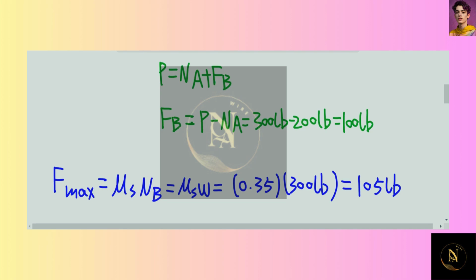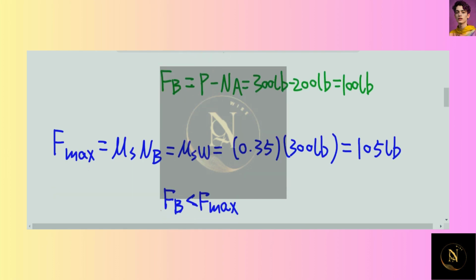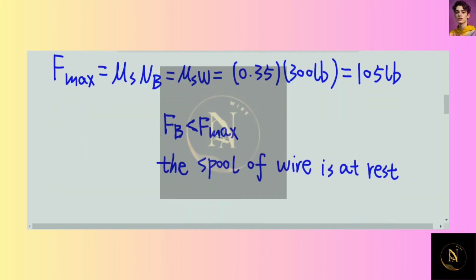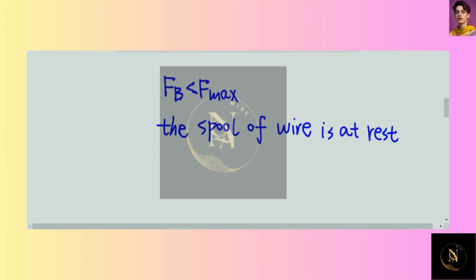As you can tell, the friction at point B is less than the maximum friction. Therefore, the spool of wire is at rest, which means that the normal force at point A should be equal to 200 pound. And this is the answer for this question.